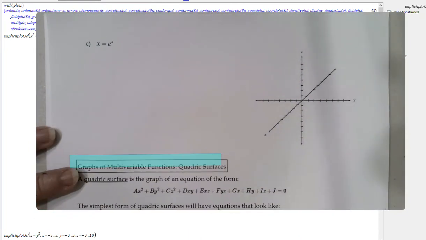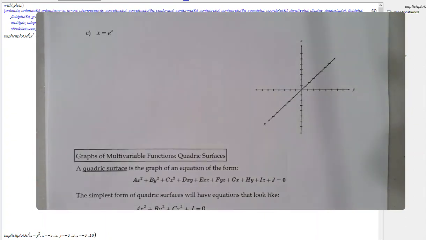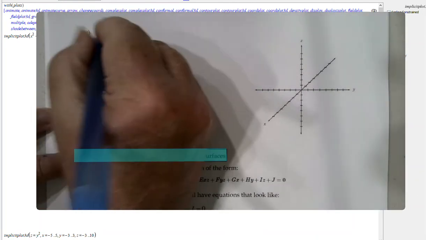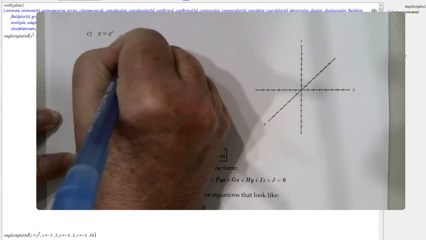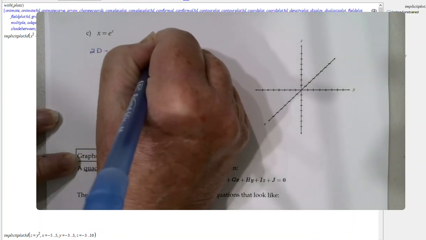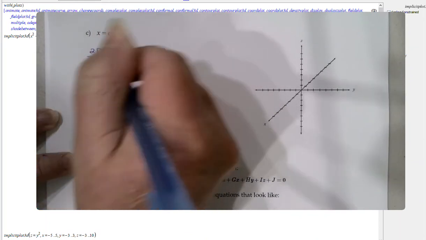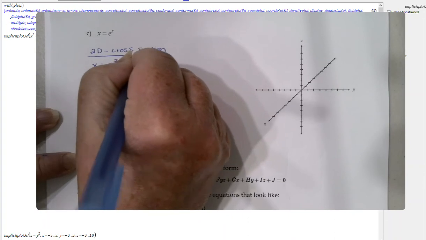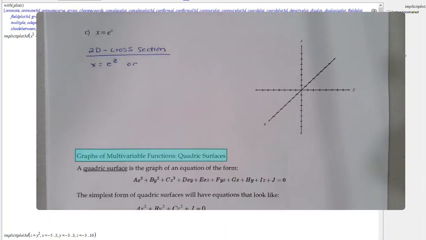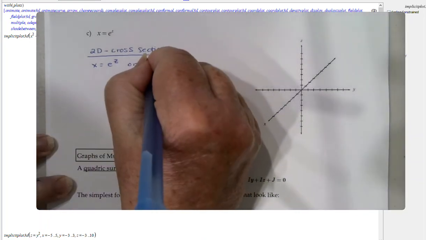In this last one, I want to graph x equals e to the z power. Again, just two variables, so I know it's definitely going to be a cylinder. And I'm going to start with my two-dimensional cross-section. Now, x equals e to the z is actually easier for me to think of. I like to think of z as my dependent variable. My head works better that way. So I'm going to rewrite this as z equals ln x.